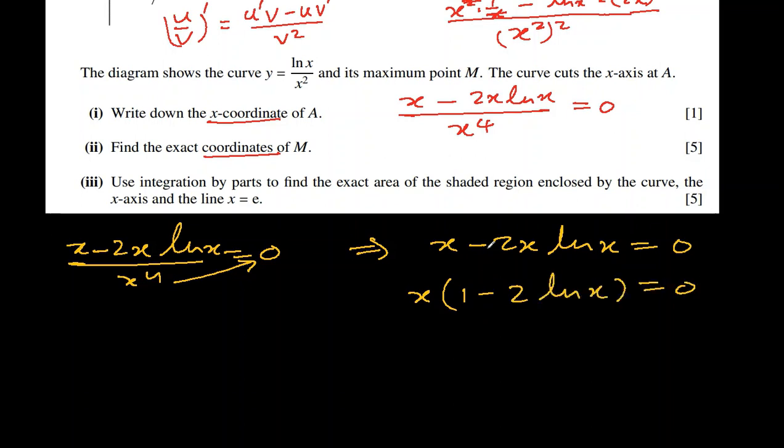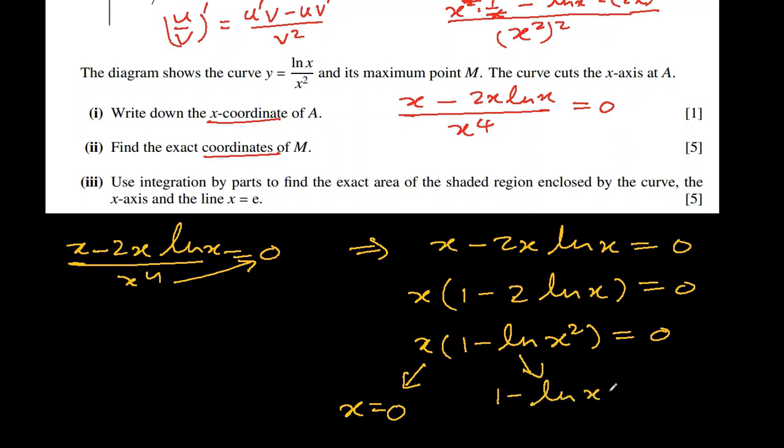Isn't it? I've taken x common. So it becomes x(1 minus (ln x)²). Yeah, this 2 can become the exponent of ln x, logarithmic law. And now if it is equal to 0, we'll get two answers. One is x equal to 0. Second one is 1 minus (ln x)² equal to 0.